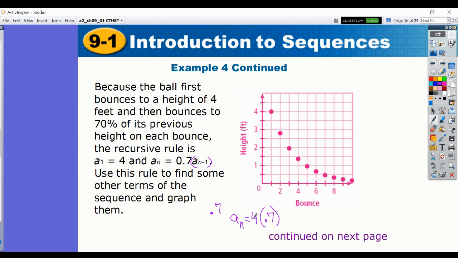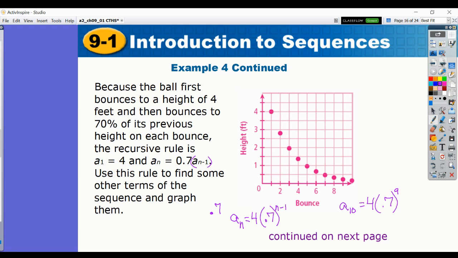My explicit rule would be I would take 4 times 0.7 to the, well, if I'm looking for the 10th term, how many would I do? 1 less, because I already started at the first. I have to do 9 of them. So for the 10th term, a sub 10, I would do 4 times 0.7 to the 9th power. And that should be the answer for the 10th term.